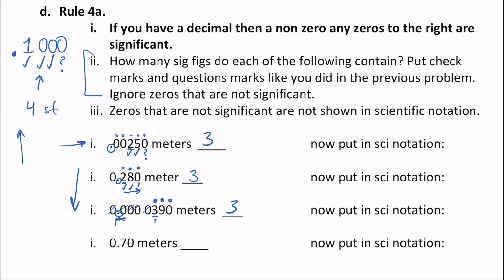And the last one. Here we have our decimal, we have a non-zero, so that always counts. And then because we had that decimal and the non-zero, the 0 to the right counts as well. So this has 2 sig figs. Now let's fill in some check marks. This was known, guess, known, known, guess.